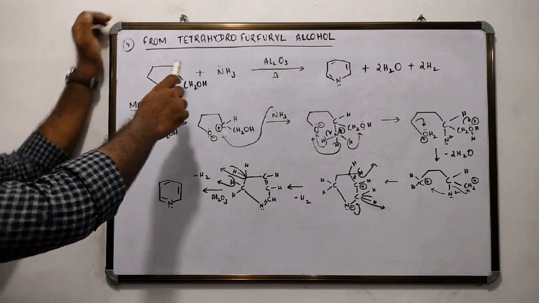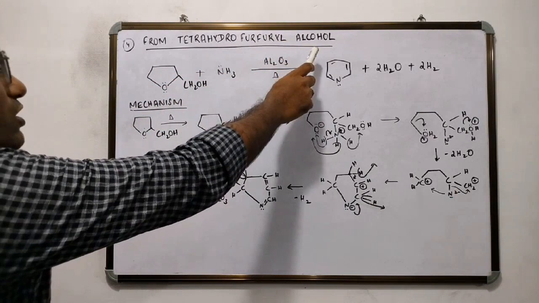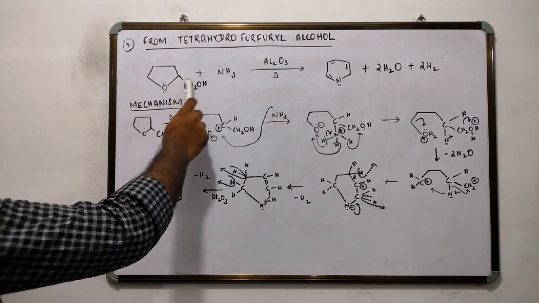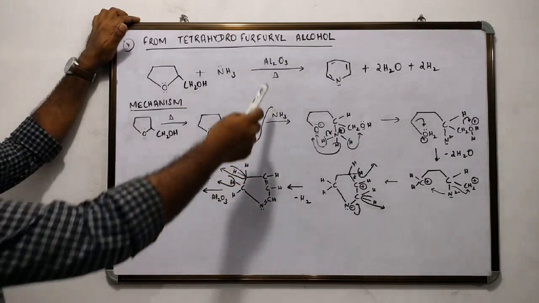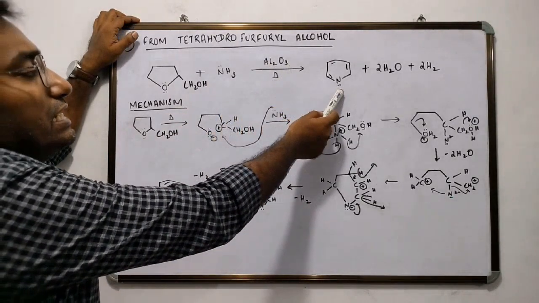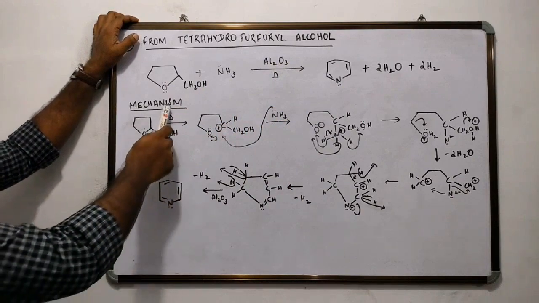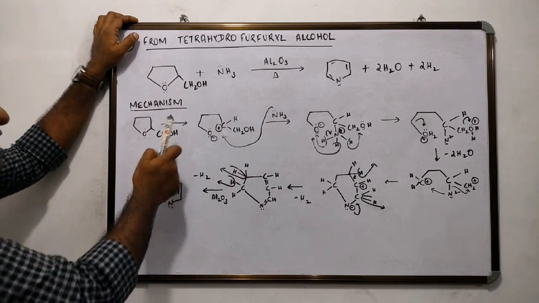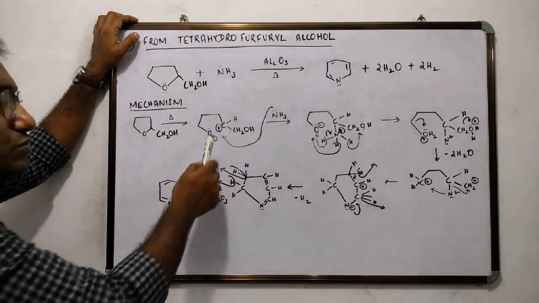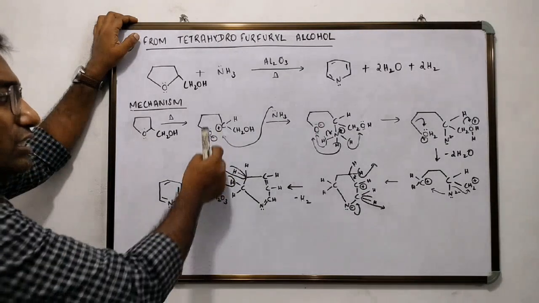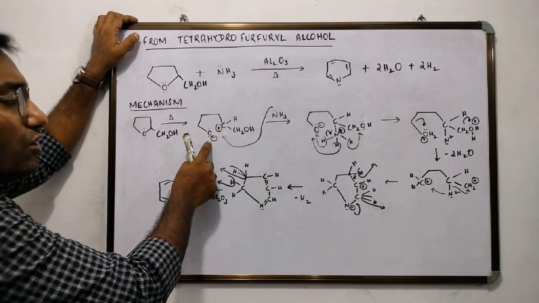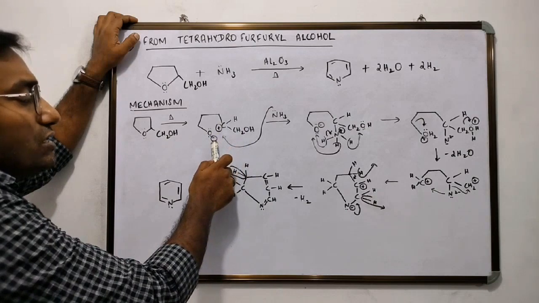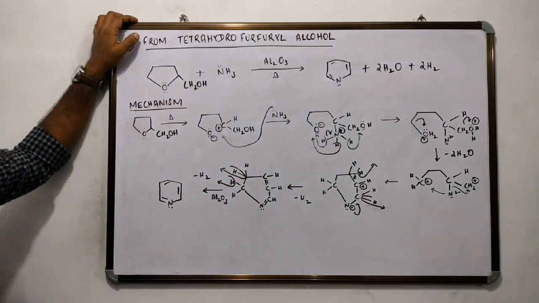Synthesis number 4: from tetrahydrofurfuryl alcohol. Heating of tetrahydrofurfuryl alcohol with ammonia in the presence of the oxidant aluminum oxide yields pyridine. Mechanism. When tetrahydrofurfuryl alcohol is heated, enough energy is generated to break the carbon-oxygen bond. The oxygen takes away the pair of electrons while the carbon loses it.